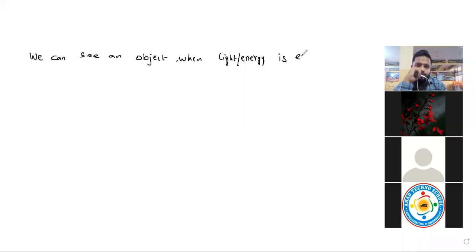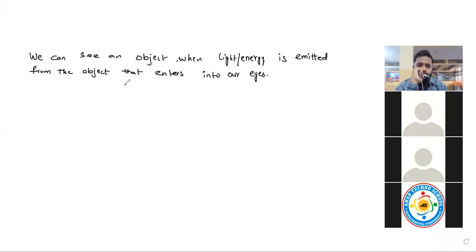We can see an object when light, or you can say any energy, is emitted from the object that enters into our eyes. Is it clear? Repeat one more time.